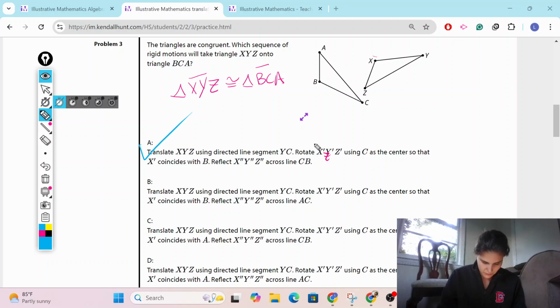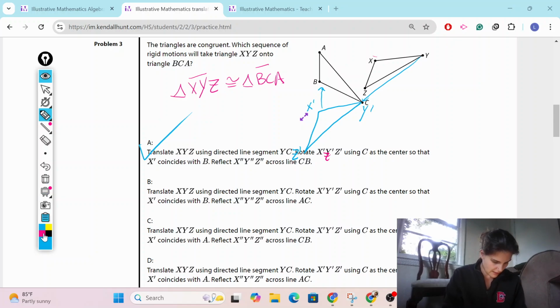Translate XYZ using directed line segment YC. So the same thing. He's sliding on down. Made him a little bit more organized this time. We have Y prime over there, so we slid him down just like we did before. Remember last time we rotated him up, so we did that. Now we're rotating X prime, Y prime, Z prime using C as the center so that X prime corresponds with B. So we rotate him up again like this, so they're going to be lined up just like last time.